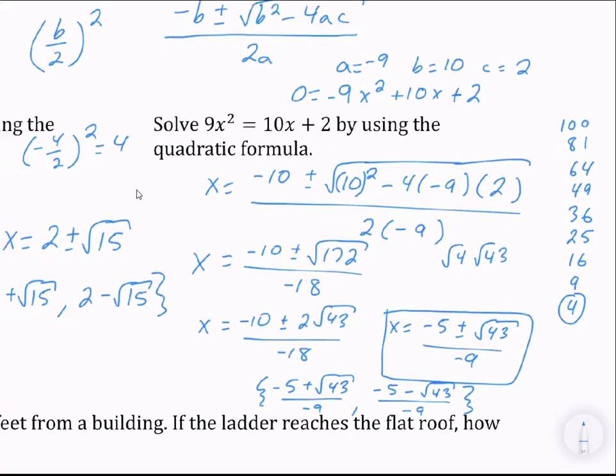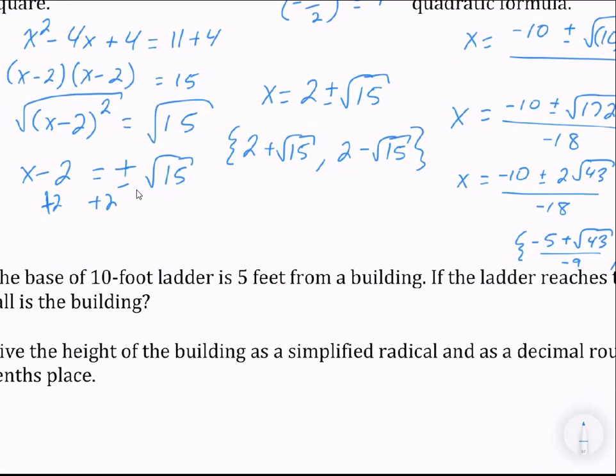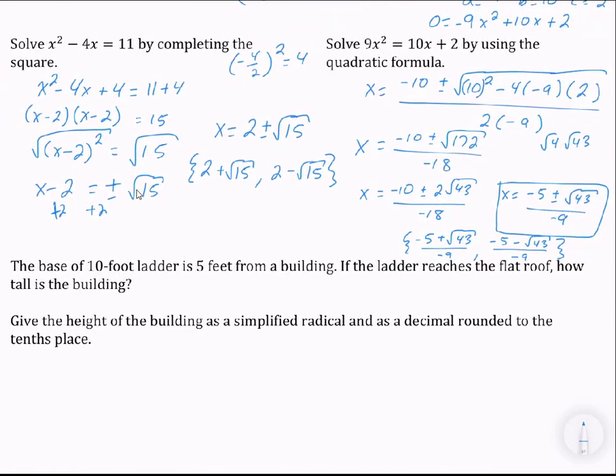So the next one we've got is all about a ladder. So the base of a 10-foot ladder is 5 feet from a building. If the ladder reaches the flat roof, how tall is the building? And then give your answer as a simplified radical. We'll have to do that. And as a decimal rounded to the 10th place. Does anybody immediately start thinking about, have a picture in your head? Okay. Yeah. What would you draw for that?